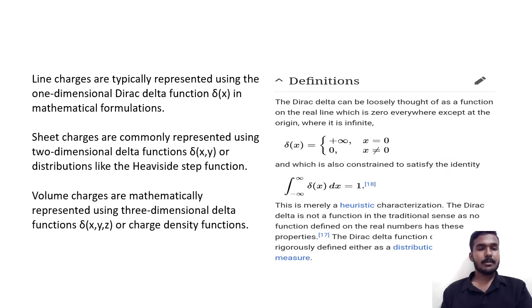Line charges are typically represented using the one-dimensional delta function in mathematical formulation. Sheet charges are commonly represented using two-dimensional delta functions of x and y, or distributions like Heaviside step functions. Volume charges are mathematically represented using three-dimensional delta functions of x, y, z or charge density functions.